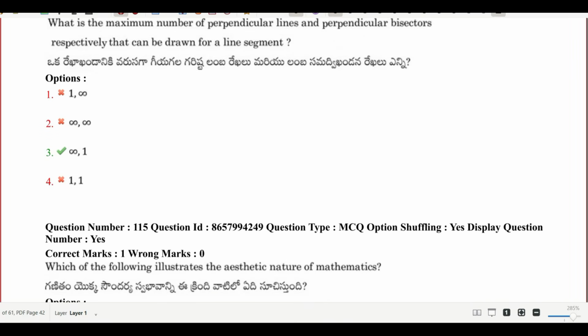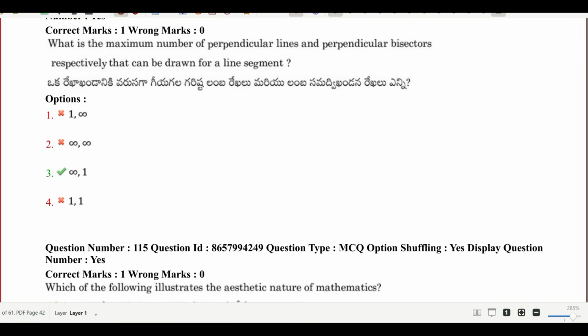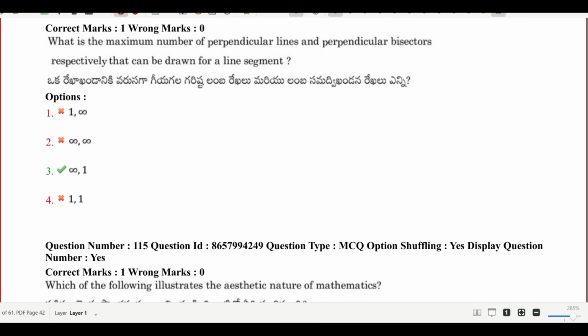What is the maximum number of perpendicular lines and perpendicular bisectors, respectively, that can be drawn to a line segment? If we are given a line segment, how many perpendicular lines can we draw? We can draw infinitely many perpendicular lines. At this point you can draw a perpendicular line, at this point you can draw one more perpendicular line. Likewise, at each and every point on the line segment we can draw a perpendicular line. So for a given line segment, we can draw infinitely many perpendicular lines.